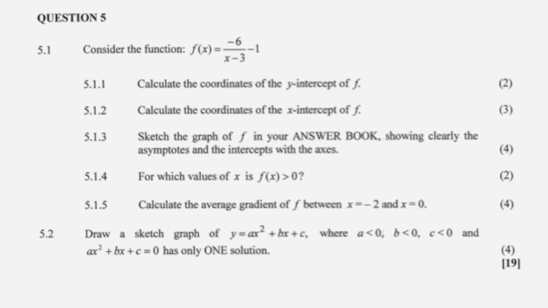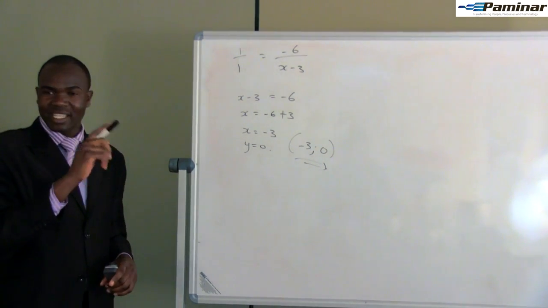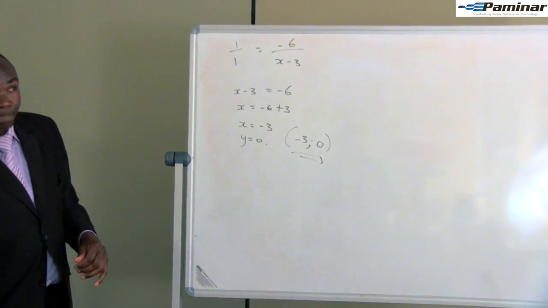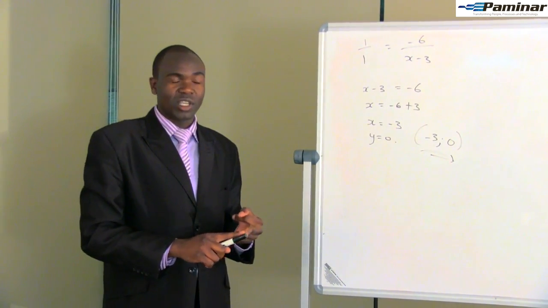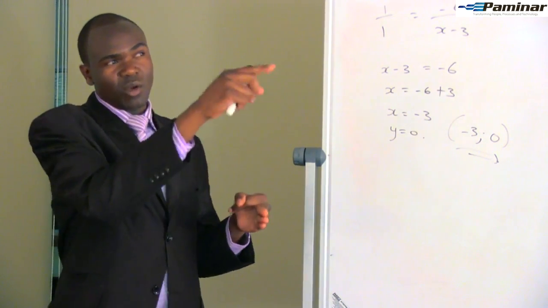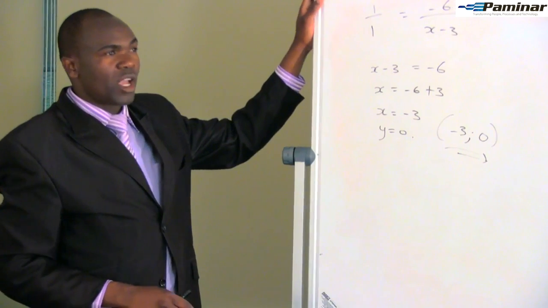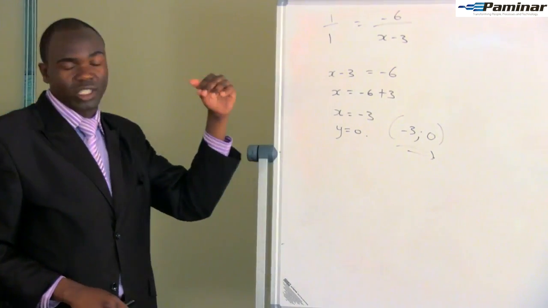5.13. It now says sketch the graph of f in your answer book, showing clearly the asymptotes and the intercepts with the axes. What you need to keep in mind when you are told to sketch the graph: the y-intercept, the x-intercept, and the asymptotes. Always keep in mind those things. We already calculated the coordinates of the intercepts.